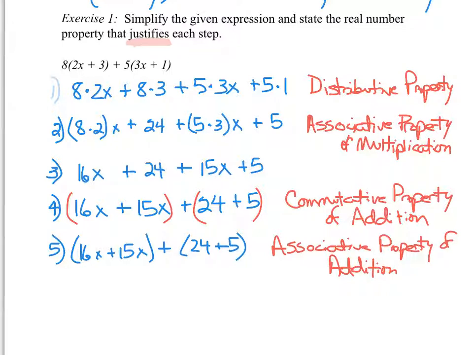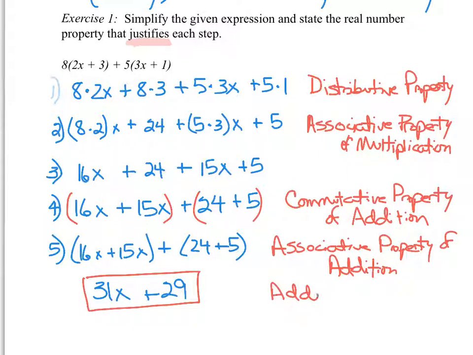Let's go ahead and do that addition. So to finish up this problem, I'm getting 31x plus 29. That's just real number addition, so I'm just going to call that addition right there. So for each step that we performed in simplifying this expression from the beginning, we had to justify the step using the real number property that we were applying.